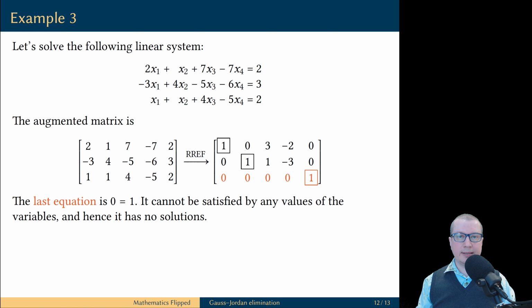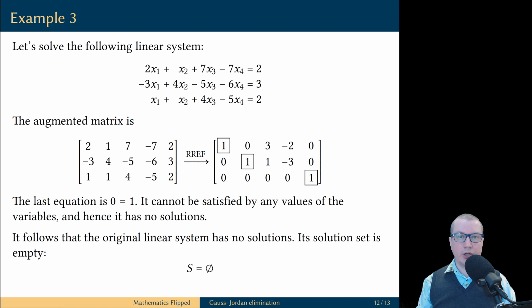But let's look at the last row of this augmented matrix. It corresponds to the equation 0 equals 1. And this equation is always false. It does not have any solutions. No matter which values you assign to variables, they will never satisfy this equation. Because we have one equation in a linear system which has no solutions, it means that the entire linear system has no solutions, and in this case, its solution set is the empty set.